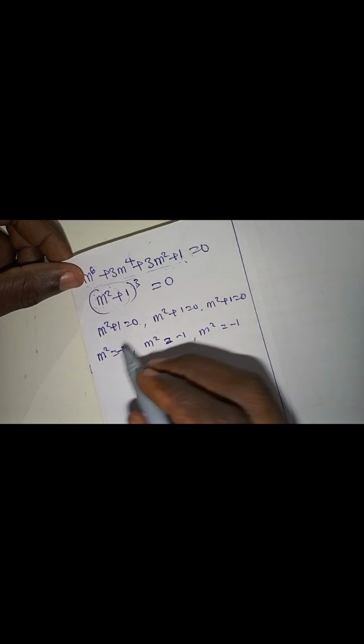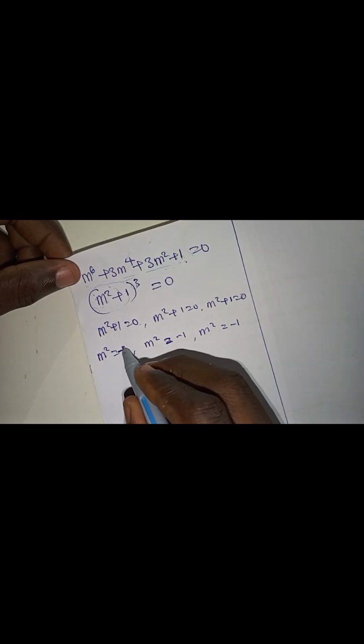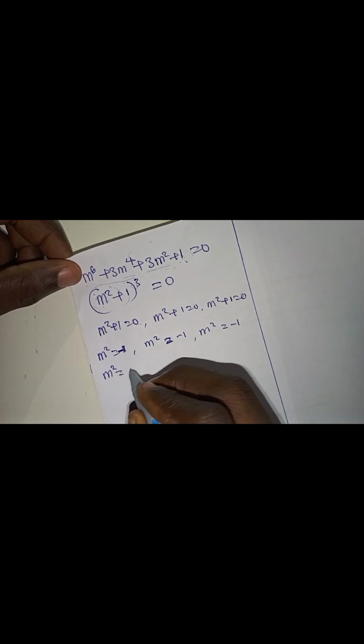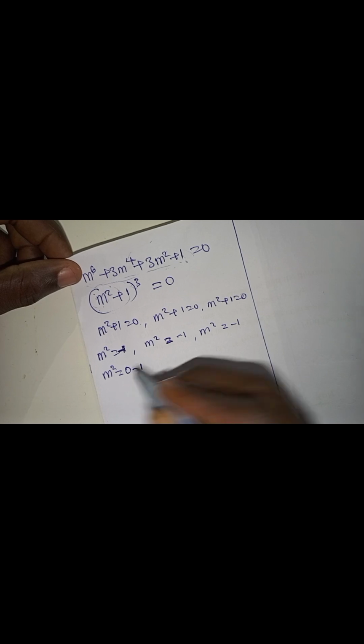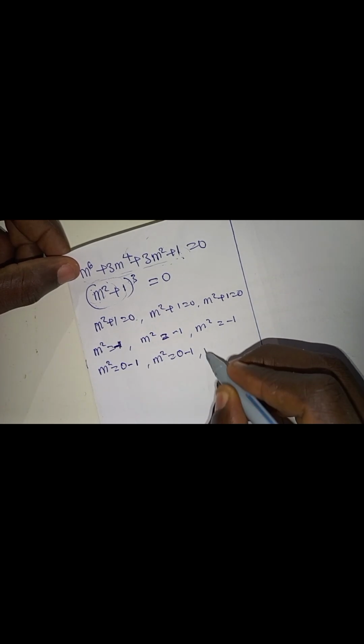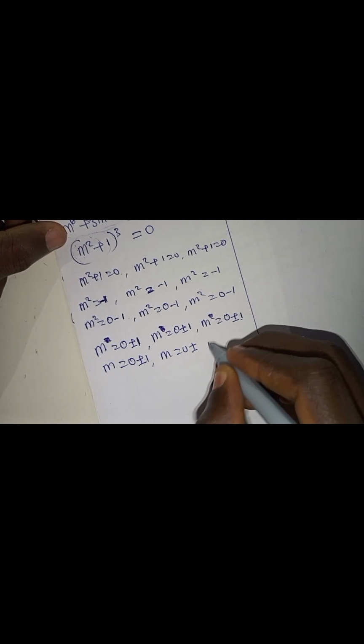If I take the square root of this, I can say m squared is equal to 0 minus 1, and I see the same thing for the other factors. So this and this are still the same thing. If I take the square root, I'm going to have m equals 0 plus or minus the square root of 1, three times.